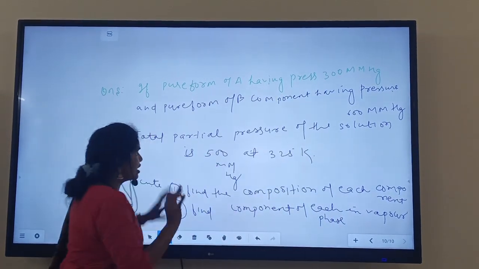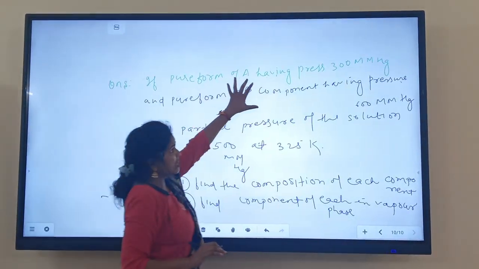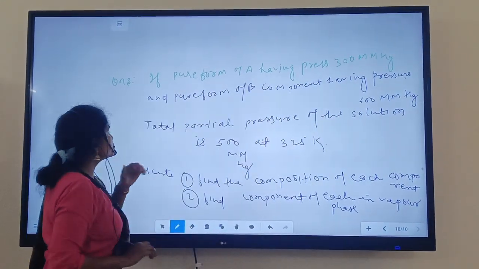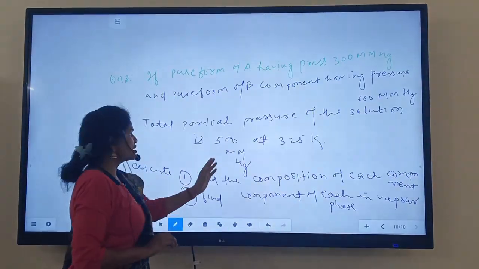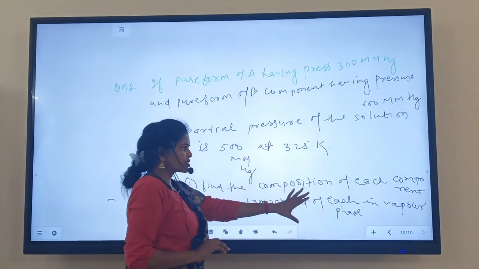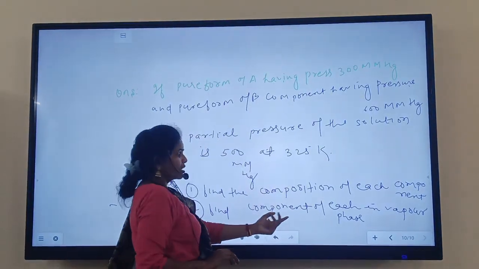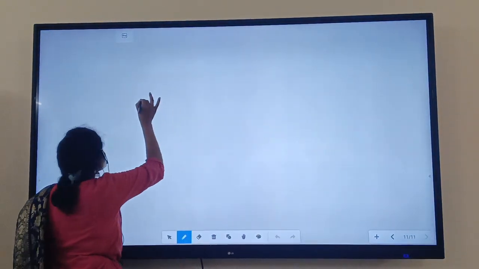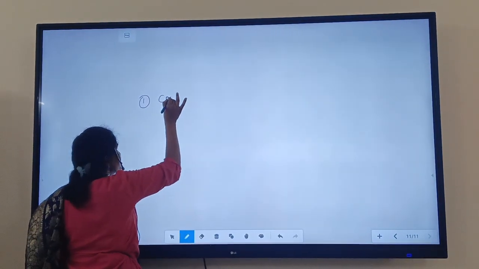First, what is given? Pure form of A has pressure 300, pure form of B has pressure 600, and total pressure is 500 mm Hg at 315 Kelvin. Find the composition of each component and of each component in the vapor phase.